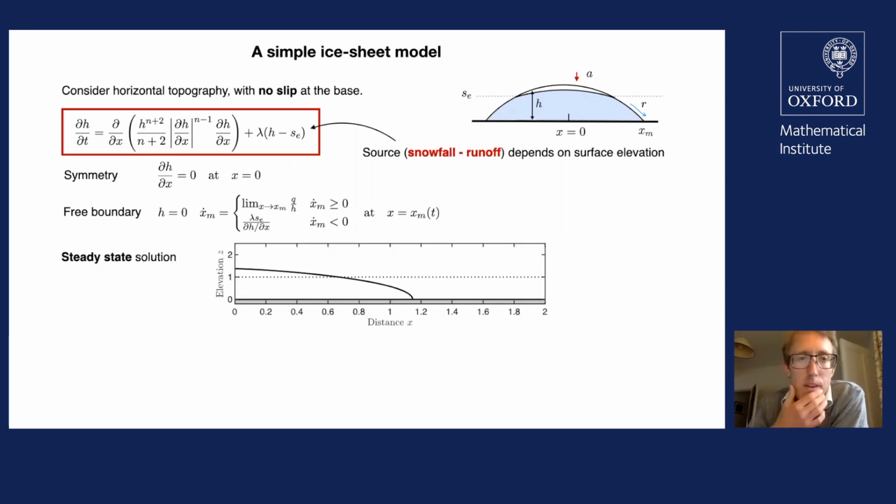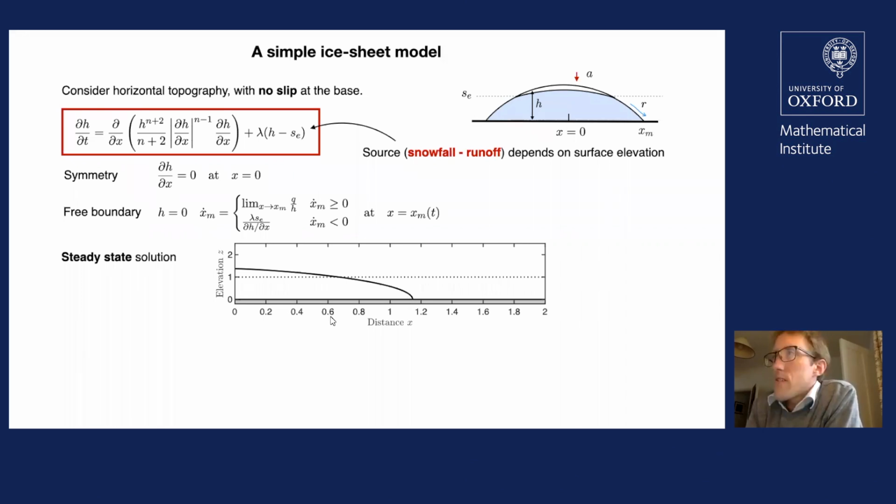So this problem has a steady solution for a given S_E. And that's shown here. The dashed line shows the height S_E, and the black line shows H. You have to find where the edge is to make this work. And so you have to make sure that the total amount of snowfall on the bit that's above the dashed line equals the amount of melting in the bit that's below the dashed line.